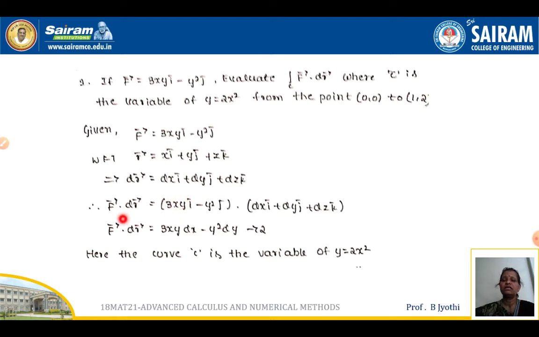Before doing the integration, we need to take the dot product of F and dr. Because the k component is not there, it will become 0. So we get 3xy dx minus y square dy; let's call this equation 2.